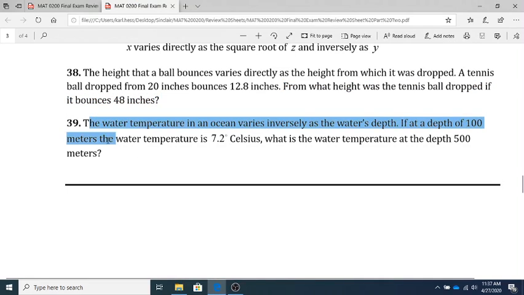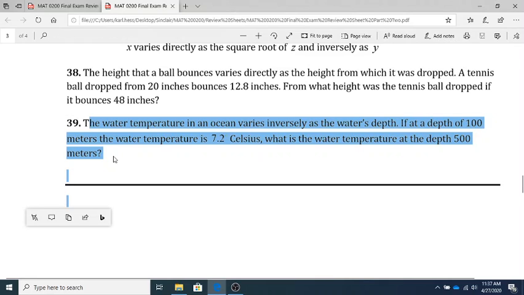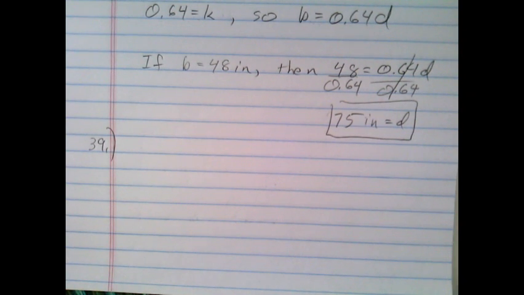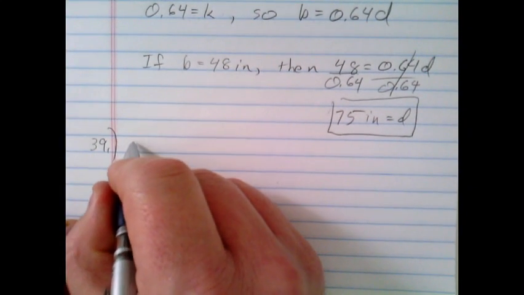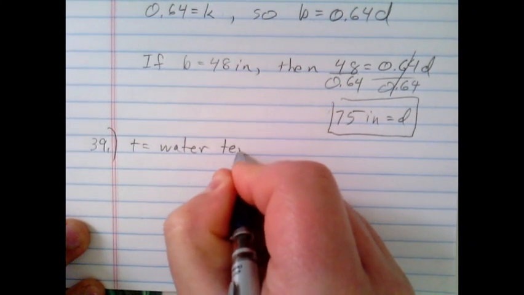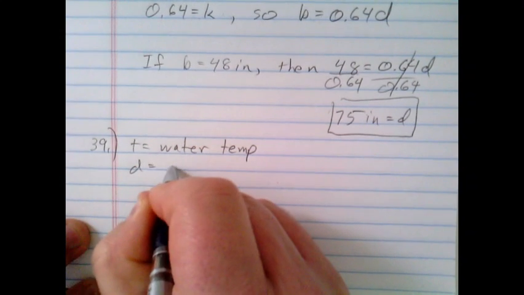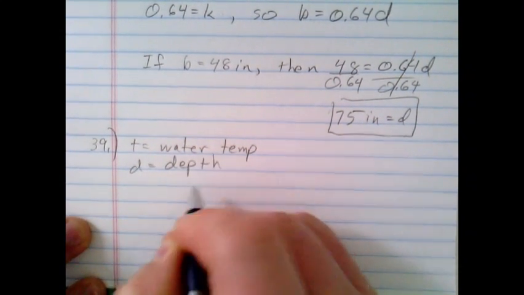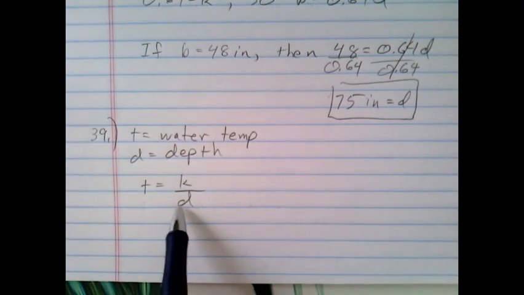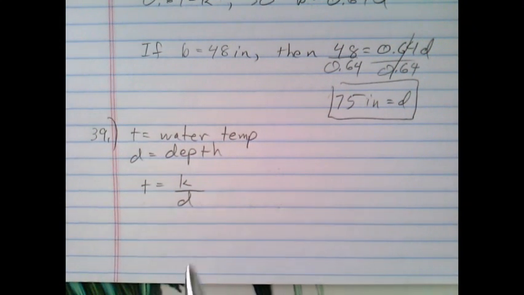Alright, it says the water temperature in an ocean varies inversely as the water's depth. So if T equals water temp and D equals depth, then that means that the temperature is a constant divided by the depth. That just means that the greater the depth is, the less the temperature will be. Which again sounds right. Generally, as you go down, it gets colder.